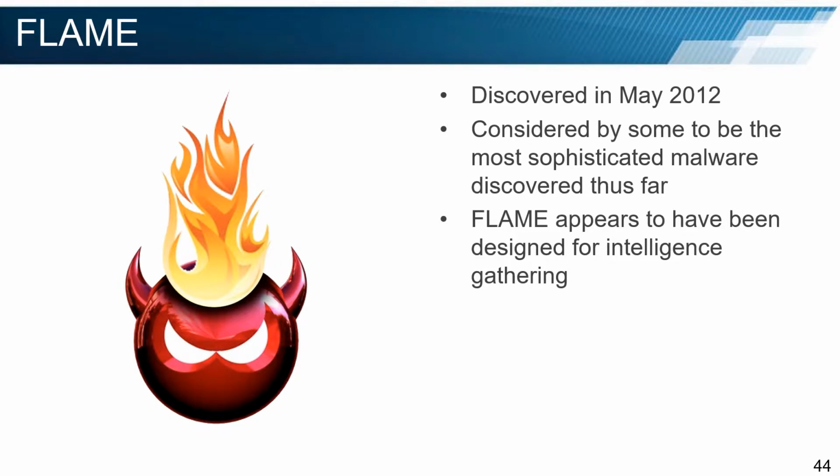Flame. Flame, also known as Flamer or Skywiper, is modular computer malware discovered in May of 2012 by the MAHER Center of the Iranian National Computer Emergency Response Team, IranCERT, Kaspersky Lab, and Crisis Lab. Flame attacks computers running the Microsoft Windows operating system and is used for targeted cyber espionage in Middle Eastern countries. Flame is considered by some to be the most sophisticated malware discovered so far.